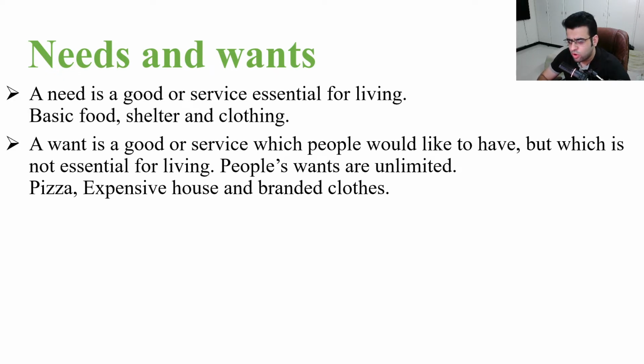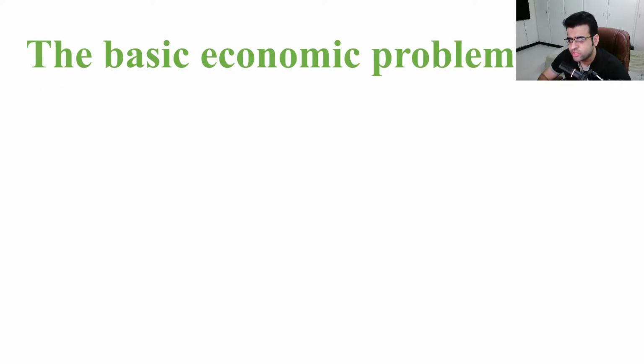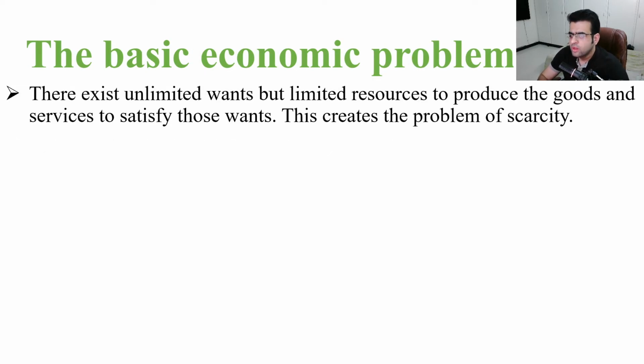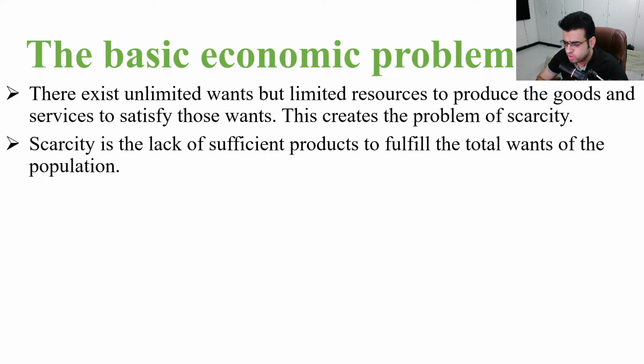On the other hand, a want is a good or service which people would like to have but which is not essential for living. We would all like to have pizza or tasty food which will be expensive. So, that is not a need, that is a want. And similarly, if there is an expensive house or branded clothes or an iPhone or similar things, these are all wants. So the problem is that human wants are unlimited, which takes us to our next concept, which is the basic economic problem. So the basic economic problem is of scarcity. Scarcity means that there are unlimited wants but limited resources to fulfill the wants of the population.